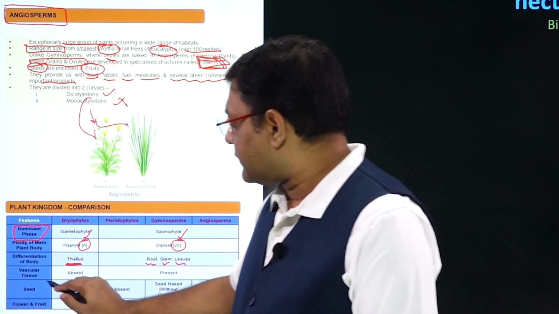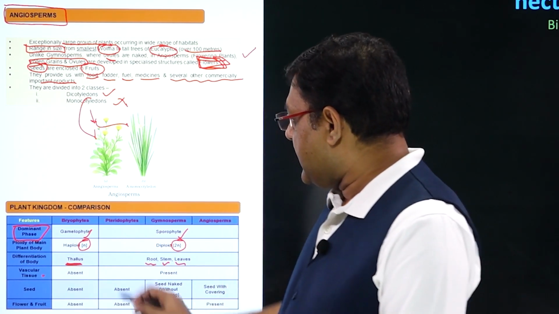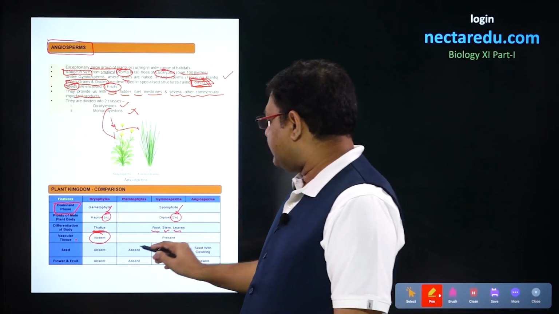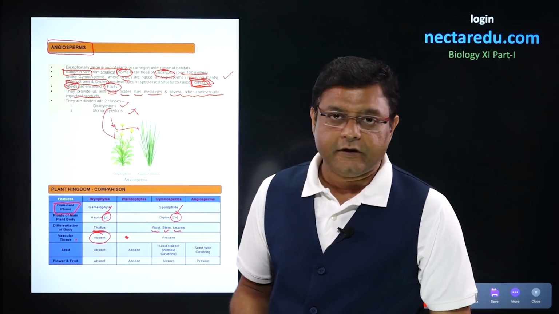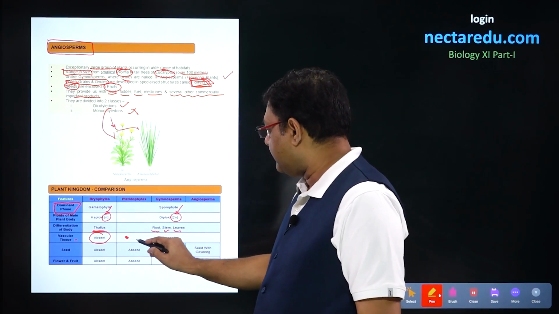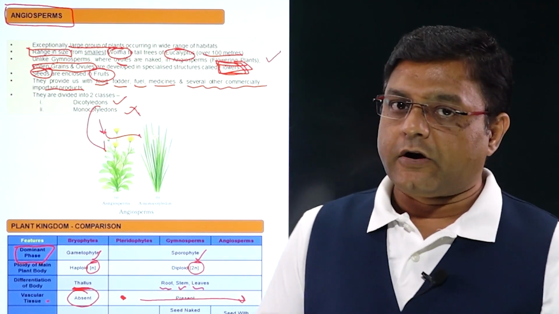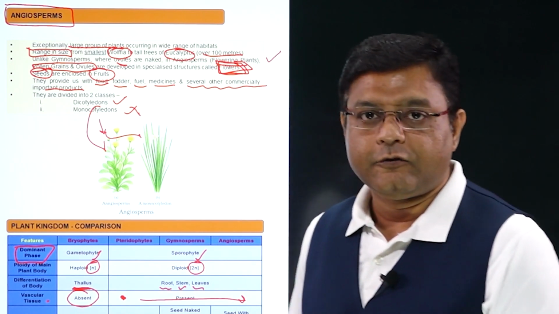Next, talking about the presence of vascular tissue, that is the presence of xylem and phloem. In the case of bryophytes, it will be absent. The first group that has xylem and phloem or the vascular tissue is the pteridophytes, and from pteridophytes it will continue till angiosperms. Talking about the seeds, seeds are absent in the case of bryophytes.